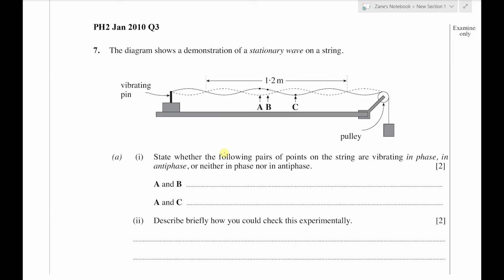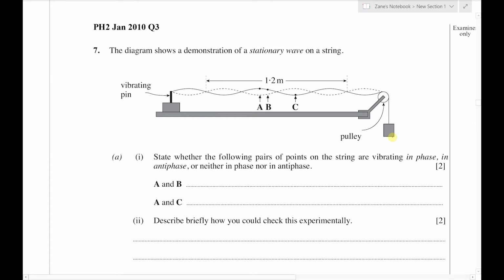This time it's question 3 from January 2010's PH2 paper, and it's a question about stationary waves on a string. So we've got a demonstration being shown in a diagram of a stationary wave on a string. We've got a vibrating pin on the left hand side, a pulley on the right hand side, some weights attached to the string to add a bit of tension there. And we can see an image of the wave at a particular instant there, and we can see nodes and antinodes and so forth, but we'll talk about those later.